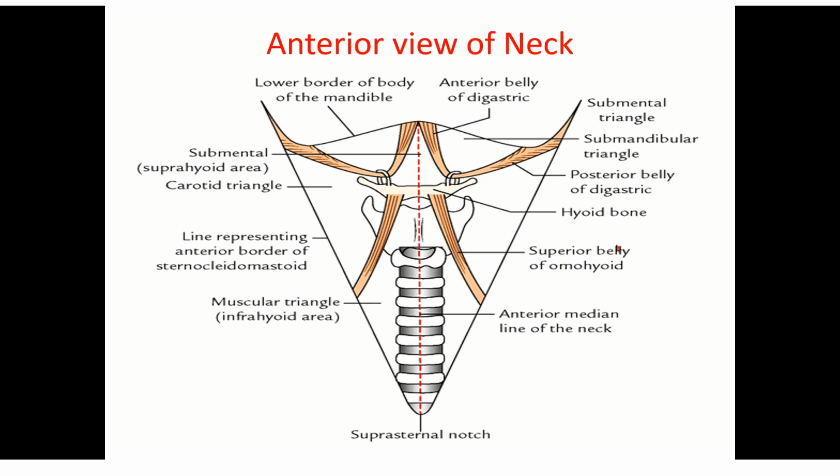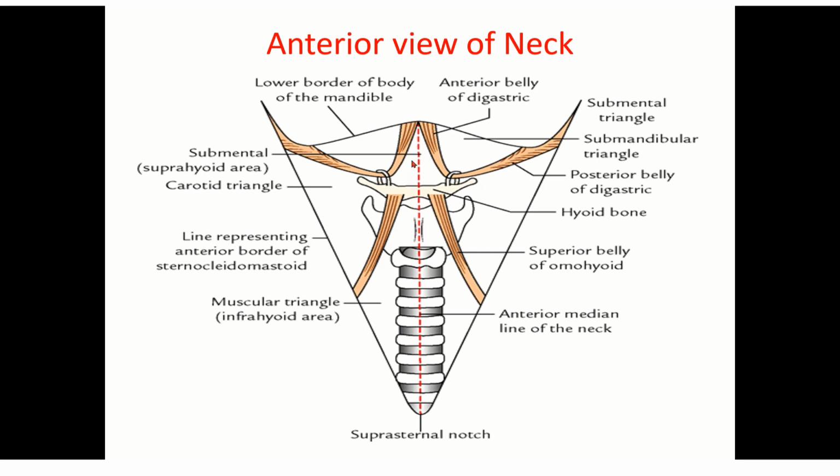Good evening, students. Today we'll be discussing the anterior triangle of the neck. To start with, we are seeing the diagram of the anterior view of the neck. You can see this dark line represents the anterior border of sternocleidomastoid. If you see in each half, you are seeing three and a half triangles.